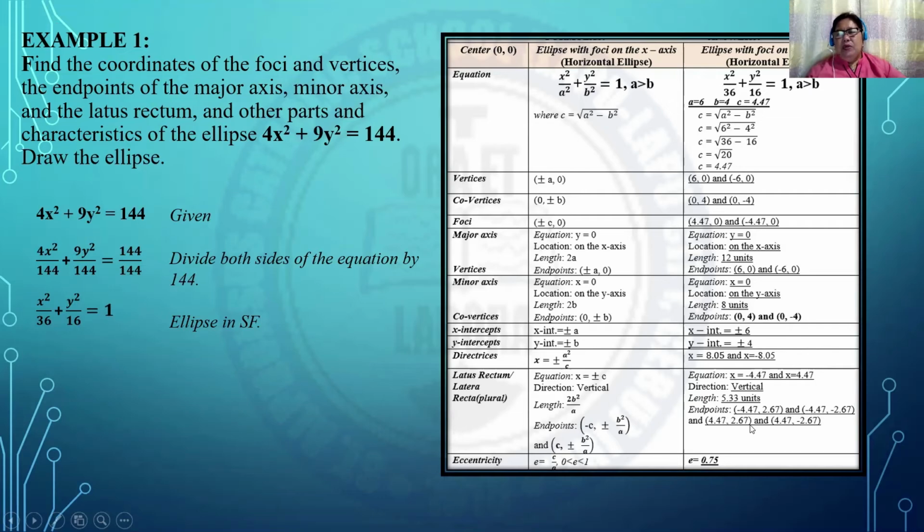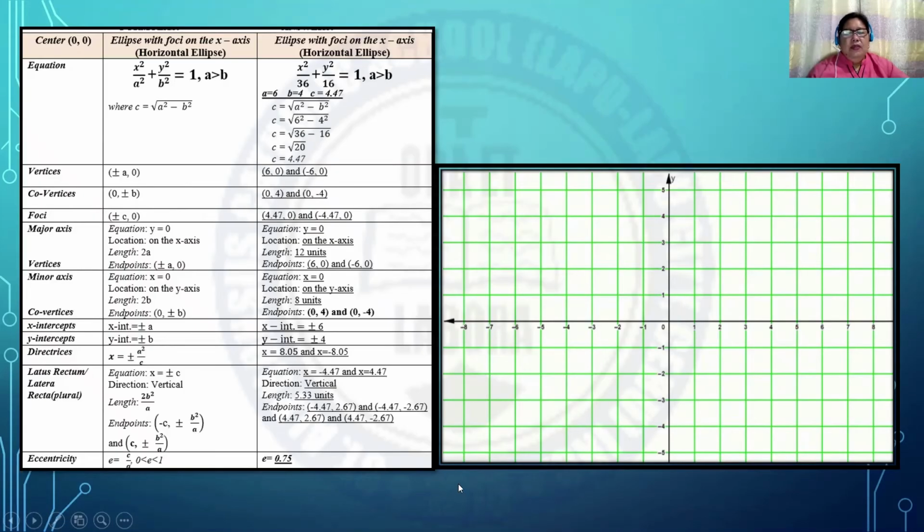4.47 with 2.67 and 4.47 with negative 2.67. All you have to do is to substitute the values of A, B, and C to this formula. And for the eccentricity, the value is between 0 and 1, and that is C over A. C is 4.47 over A, which is 6. So the value of the eccentricity is 0.75. So you watch this video for the graph.